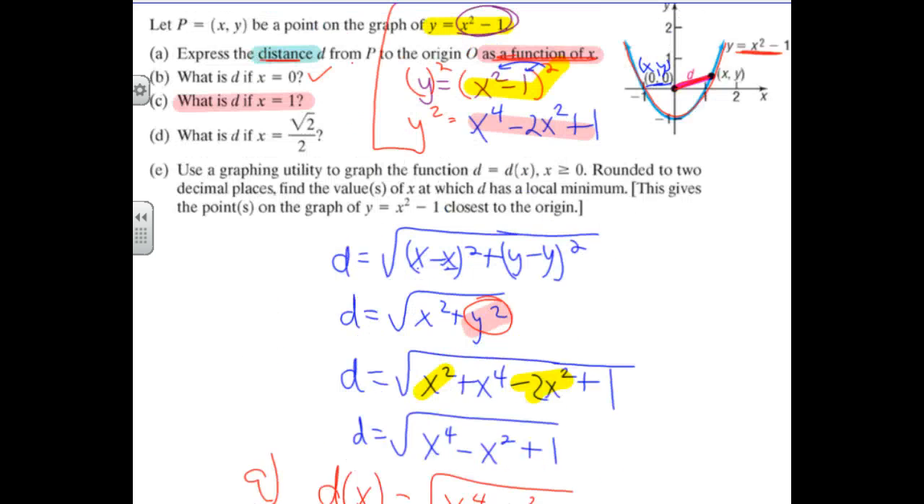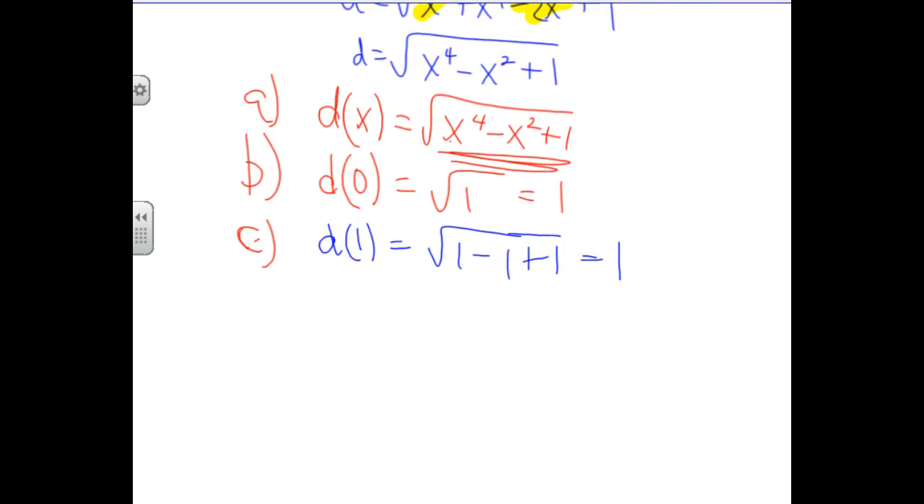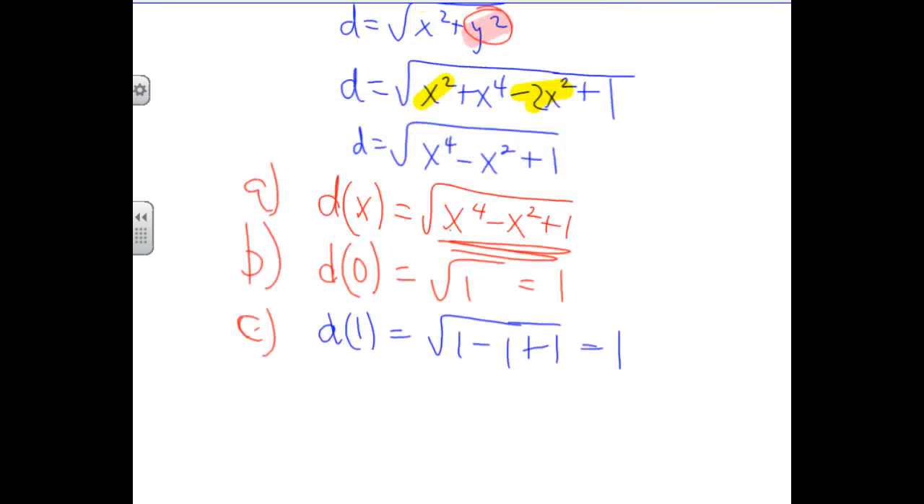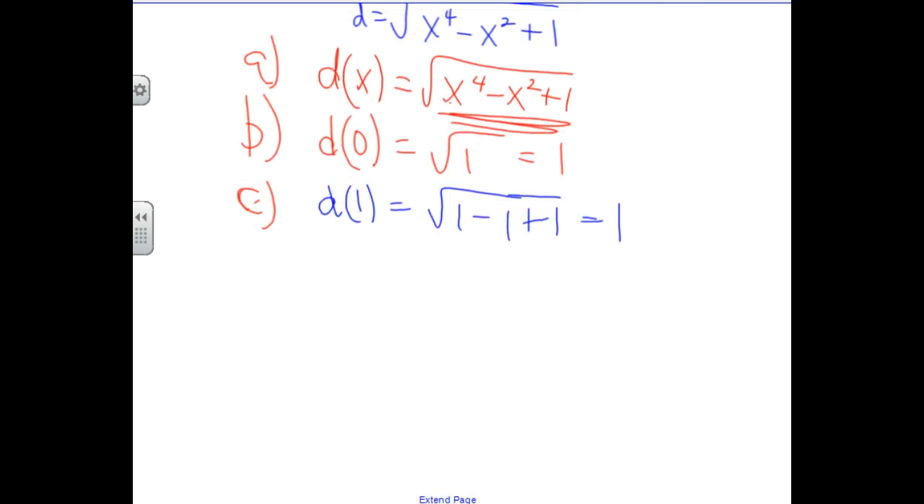So if the x value is 0, it's 1, and if the x value is 1, see, if the x value is 0, then y is negative 1, and that distance is 1. That kind of makes sense. And if x is 1, so really it's just that distance and that distance that we found. That wasn't even really that interesting. But the formula is working.